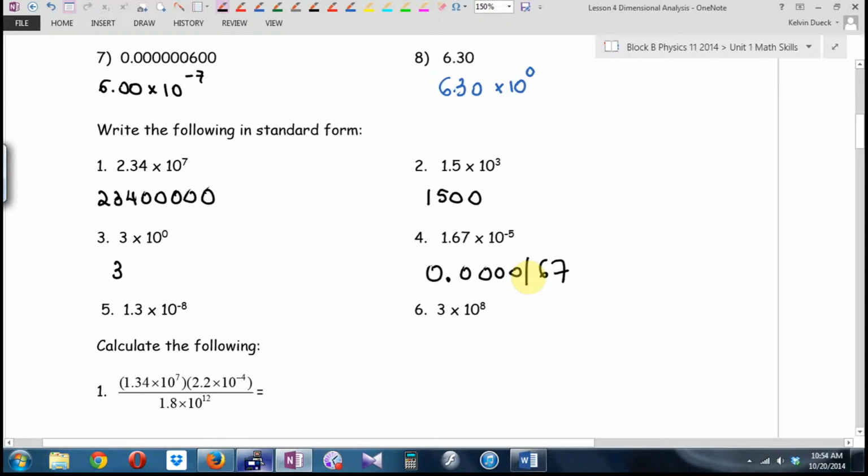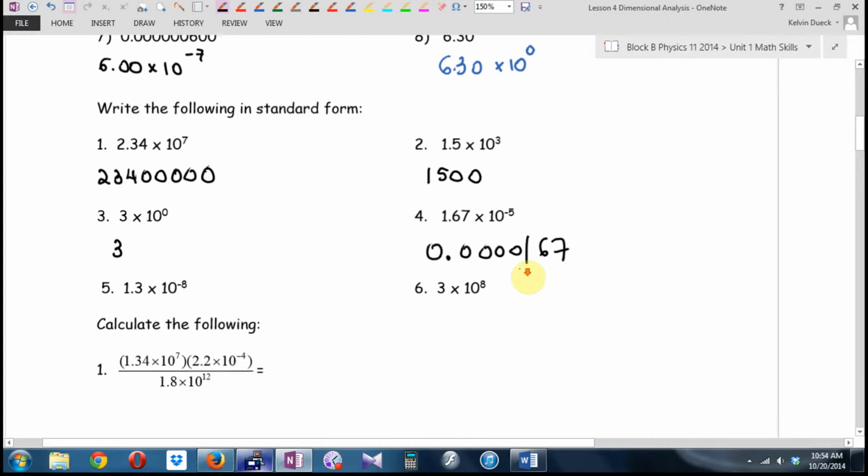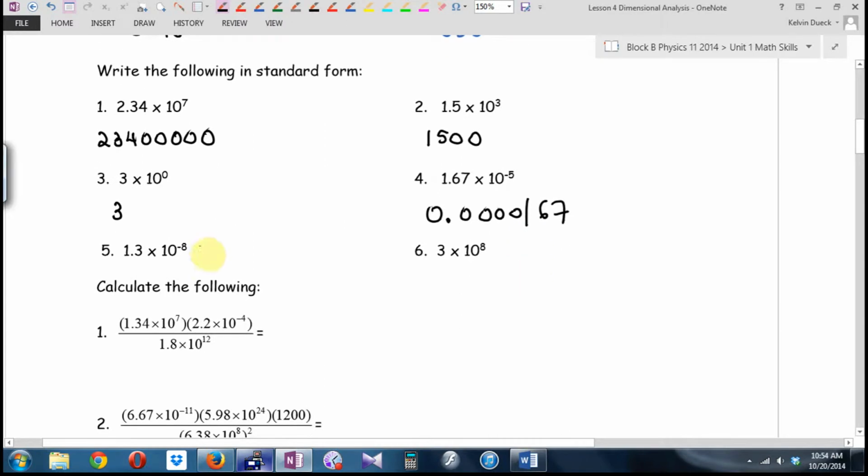So you'll notice, even though the exponent is 5, how many zeros are there after the decimal point? 4, before you hit your first digit. 1.3 times 10 to the negative 8, negative, so it's going to be 0 point, negative what? 8. 1, 2, 3, 4, 5, 6, 7, 8. 3.